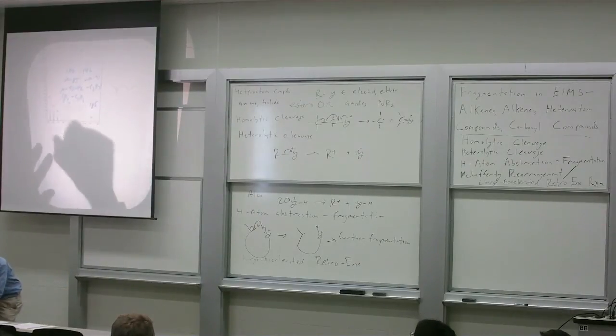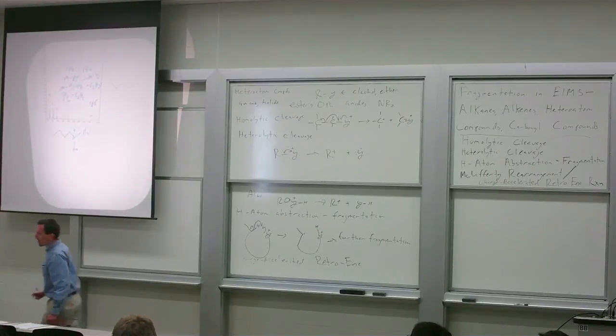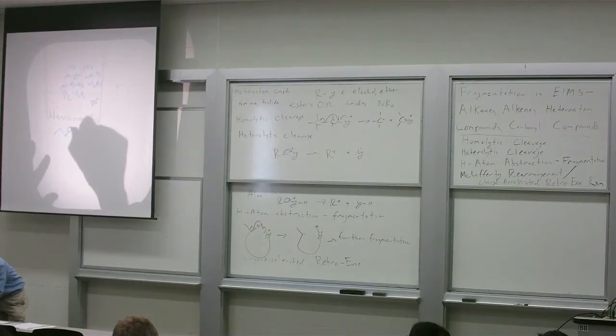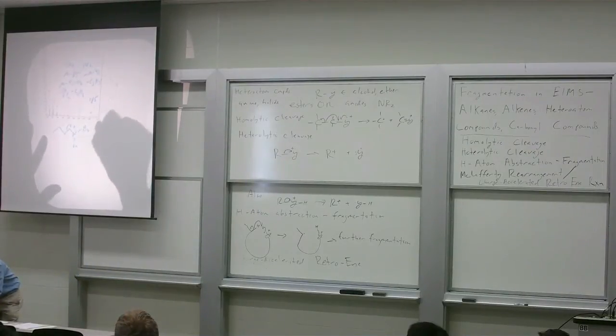forms. So, exact same principles work. Here's our molecular ion, homolytic cleavage pathway, the bond that's one over from the radical cation cleaves. We lose a propyl group, that's minus 43.